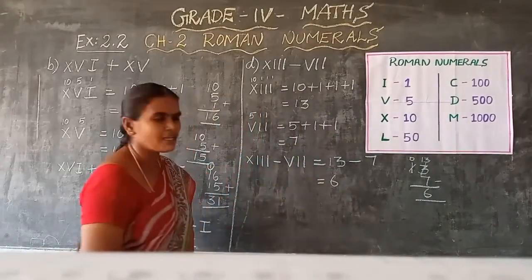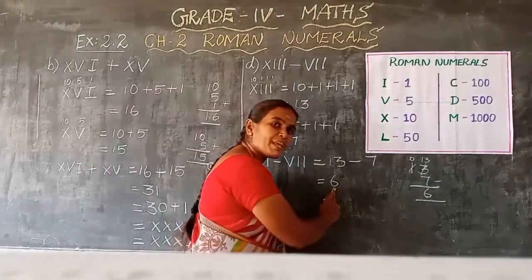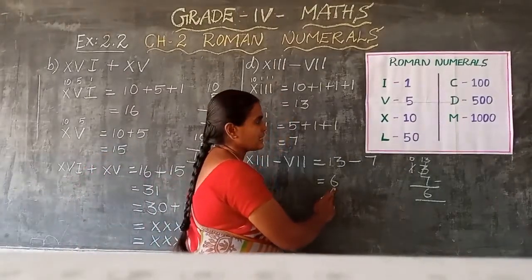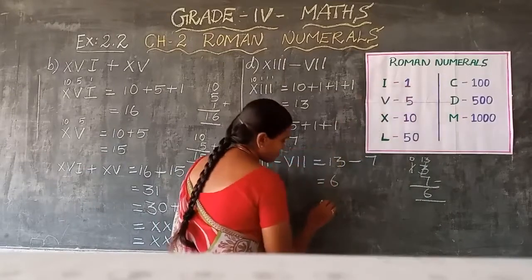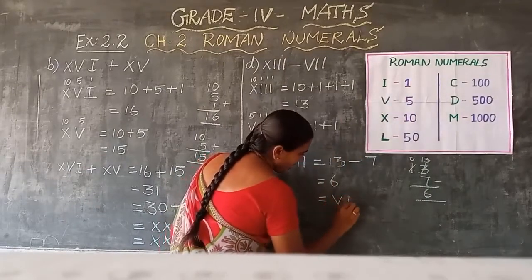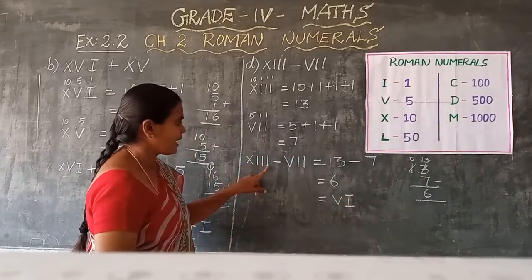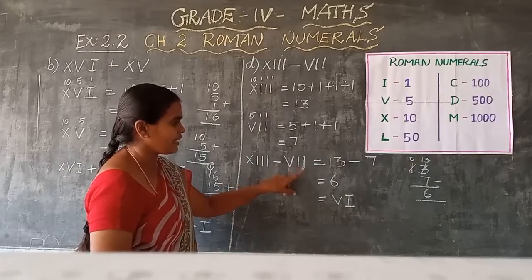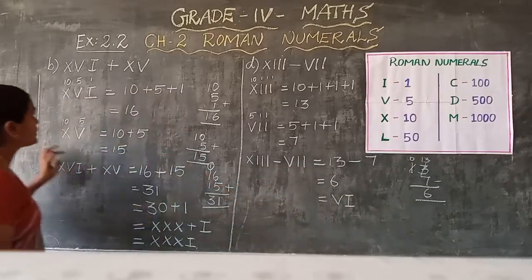Now write this answer in a Roman numeral. 6 means 5 plus 1. 5 means V, 1 means I. So VI. So XII minus VII equals VI. Okay, so look here.